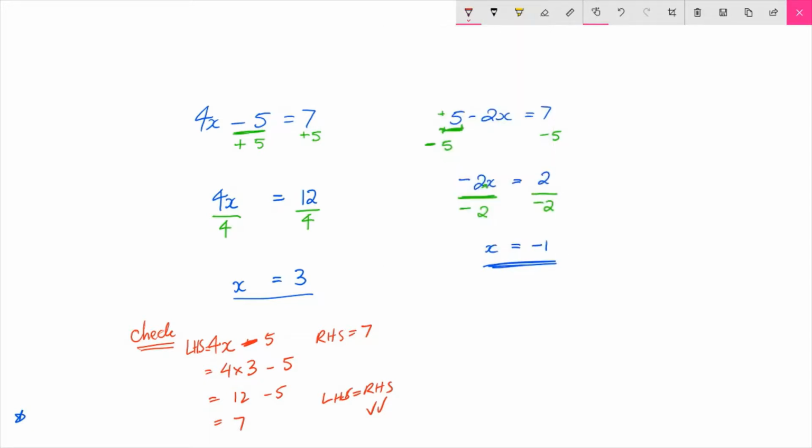Let's do a check. We'll substitute it in and check that we got the right answer. The left-hand side was 5 minus 2x. So we have 5 minus 2 times -1, which is 5 plus 2, which is 7. And on the right-hand side, we have 7. So the left-hand side is equal to the right-hand side. So the solution we've found makes a true statement.